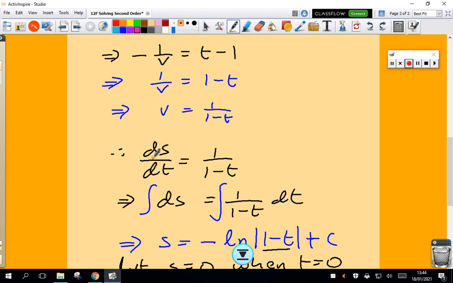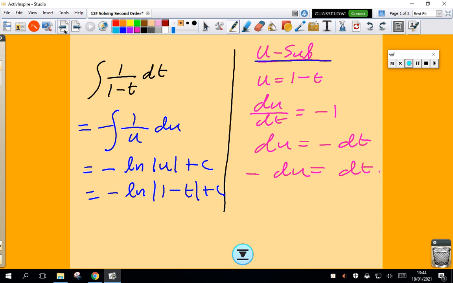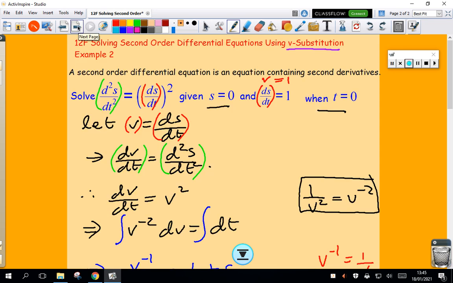ds/dt we said was equal to v, and then we've got to be able to take the antiderivative of this thing. The antiderivative of 1 over 1 minus t, which we looked at the start of the class, was the natural log of 1 minus t plus c. So you have two options here. You learn how to do the u substitution, or you can remember this kind of thing off by heart. Okay, practice, practice, practice.